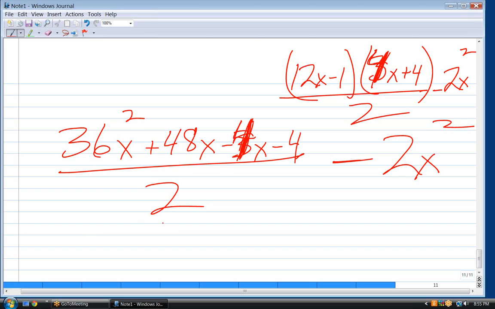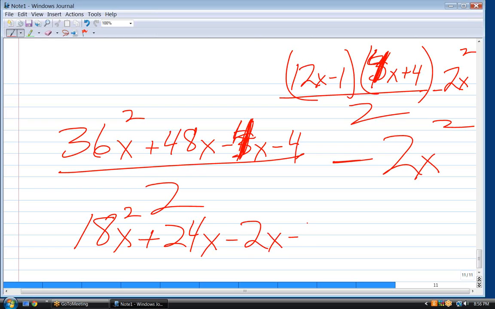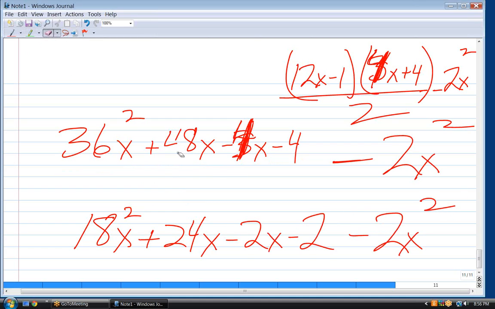So it'd be 6x. 36 divided by 2, oh, it's 18. I'm so sorry. That's all right. And then 48 divided by 2 is going to be 24. And then 2 minus 2x, and then minus 2. And then minus the 2x squared. Now let's simplify all of that.